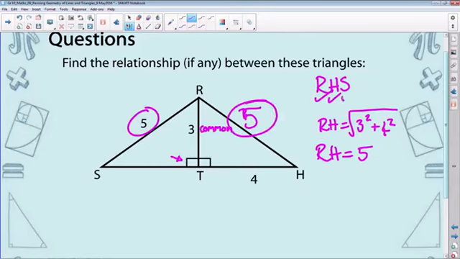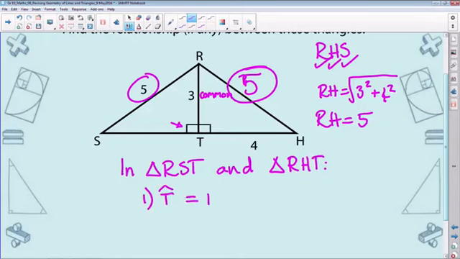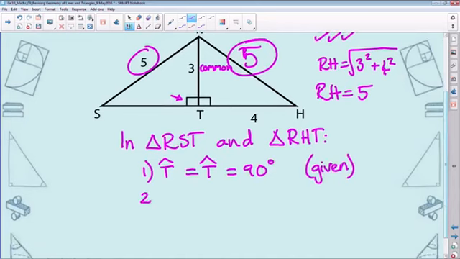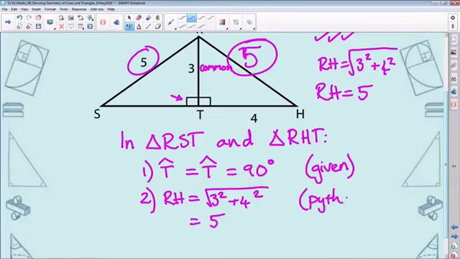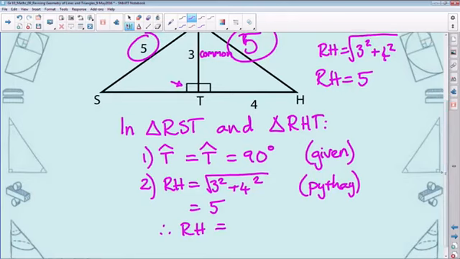So I've got my right angle and my hypotenuse and my side, and let's write this down quickly. So we say in triangle RST and triangle RHT, number one, angle T is equal to angle T is equal to 90 degrees, and it was given. We were told. Okay, and number two. So we've got our right angle. Now our hypotenuse. We need to show our calculations for the hypotenuse. So I'm going to say 3 squared plus 4 squared equals 5. My reason is Pythag. And let's say, therefore, RH is equal to RS.